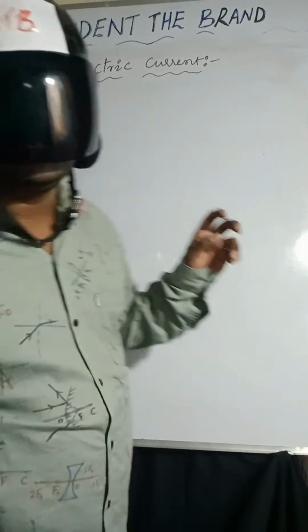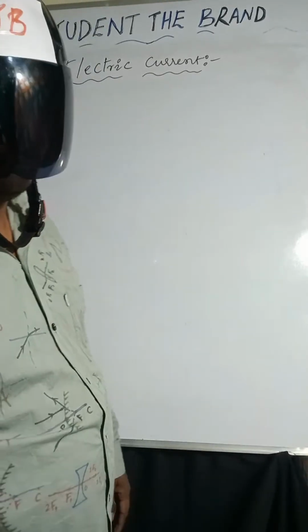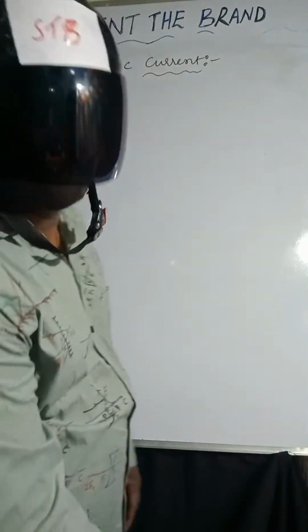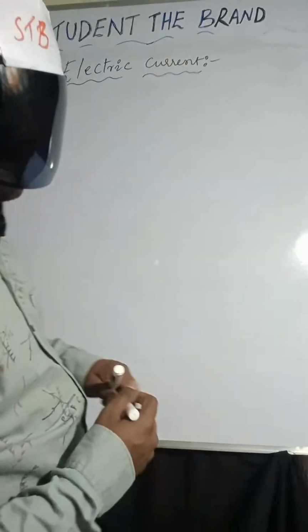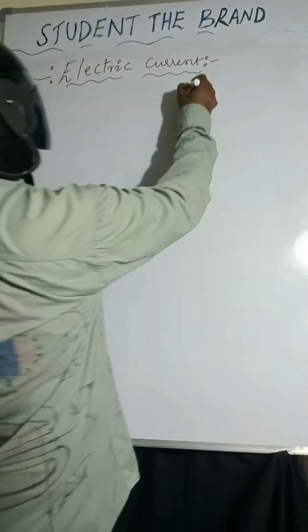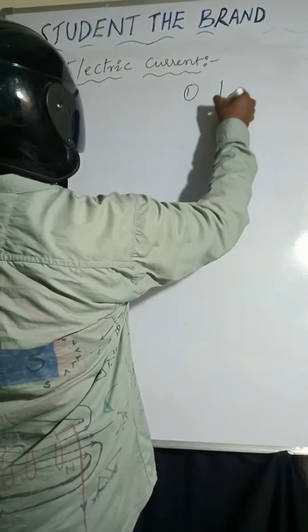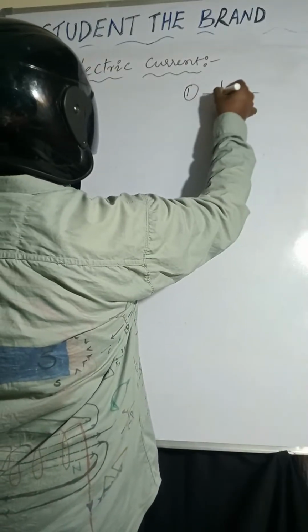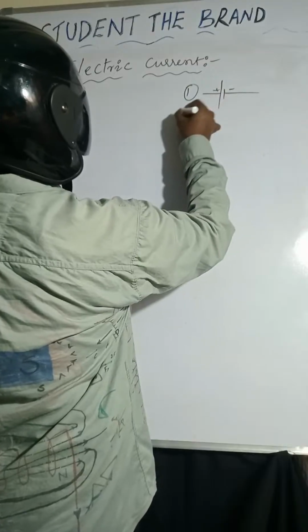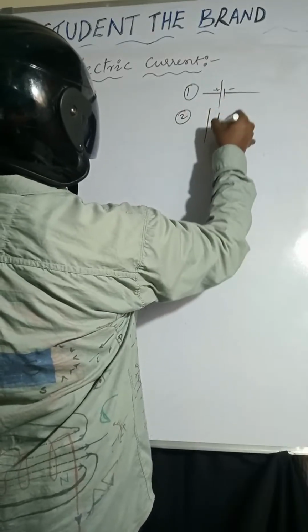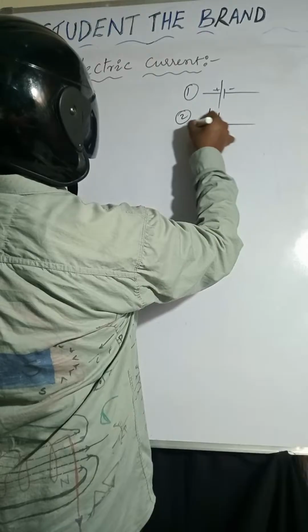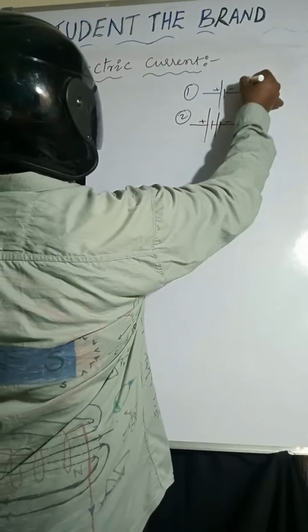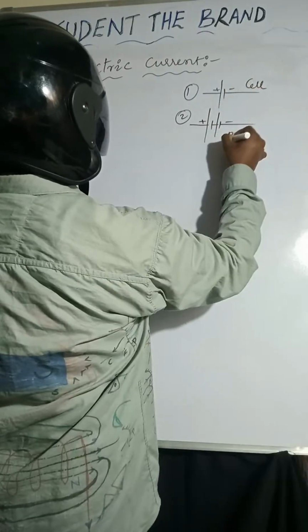So now we will discuss electrical appliances. Check once here. The first one is the cell, with a positive terminal and a negative terminal. The second one is the battery, which also has a positive terminal. A cell I am taking here as a battery.